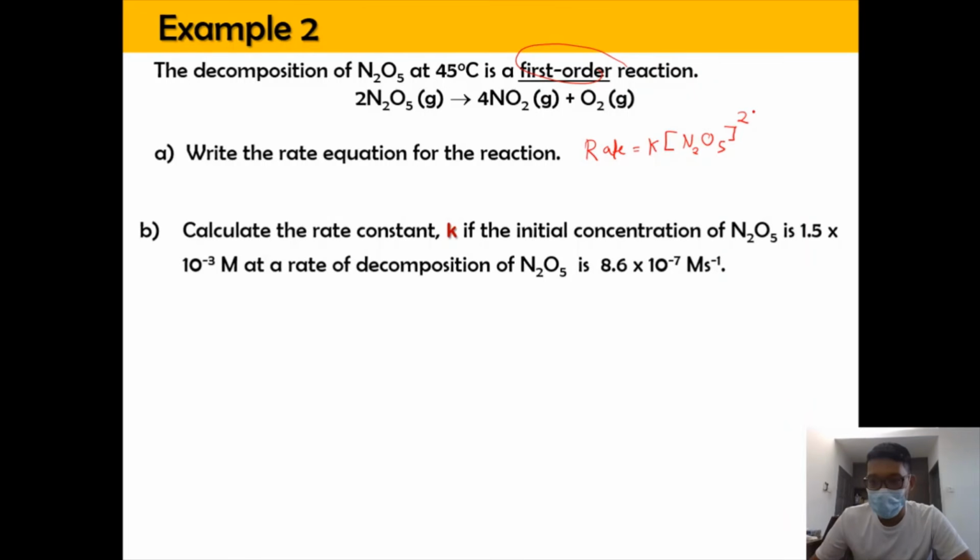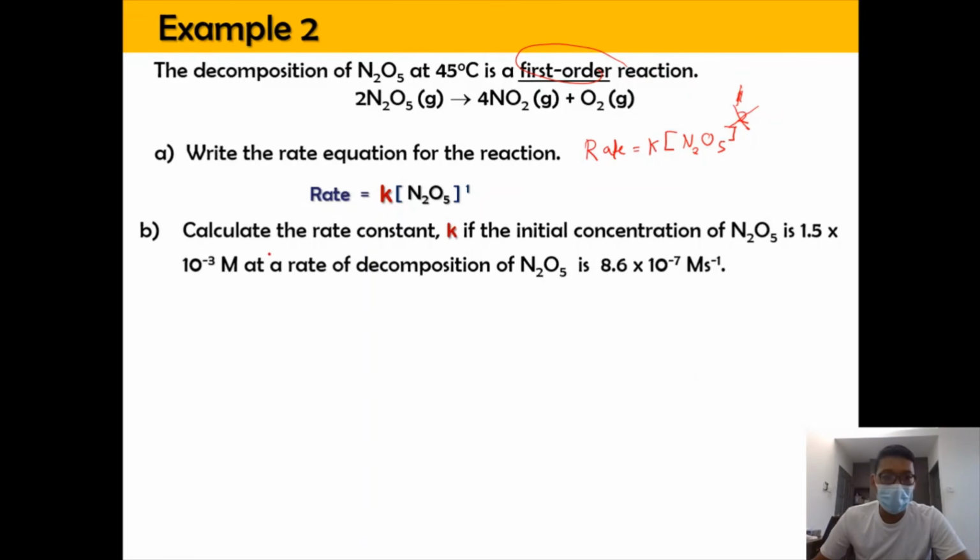Alright, so 2 here is wrong. We don't write the concentration to the power of its stoichiometry. Instead, we have to write it in terms of the order of the reaction. So it's supposed to be rate is equal to k[N2O5] to the power of 1. Alright? So we really need to be careful on this part.